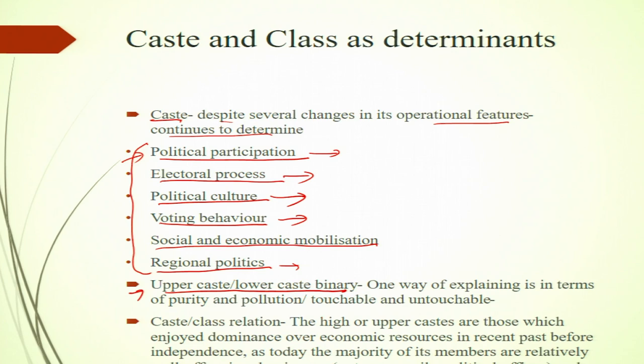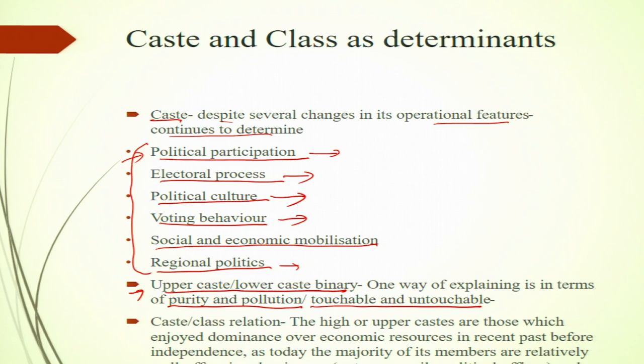In addition, the upper caste, lower caste binary. If you try to make sense of the political processes and the democratization of politics in India from the vantage point of caste, you find that very often we come across this binary of upper caste and lower caste. This binary has historically played a very important role in shaping political outcomes in India. Earlier, the framework was in terms of purity and pollution, or touchables and untouchables. But that framework was more dominant before independence and in the first decade after independence. Eventually, this binary vanished, and it has now been replaced largely by the framework of upper caste, lower caste, and the middle caste in terms of OBCs.